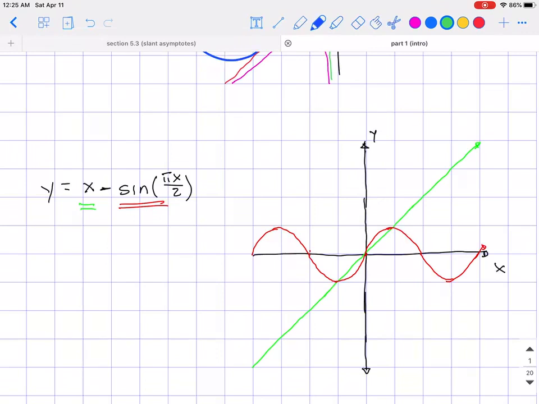Y is equal to x. That's going to be in the blue, in the green. The equation sine of pi x over 2, that's going to be on the red, and that's over here.